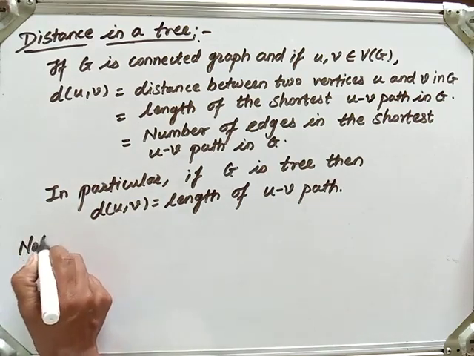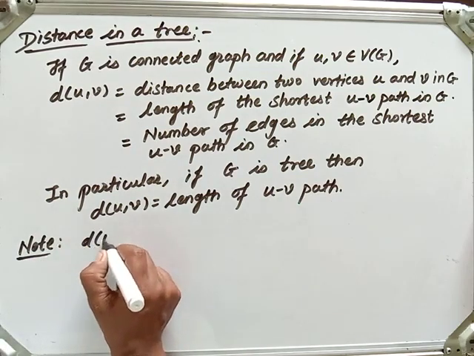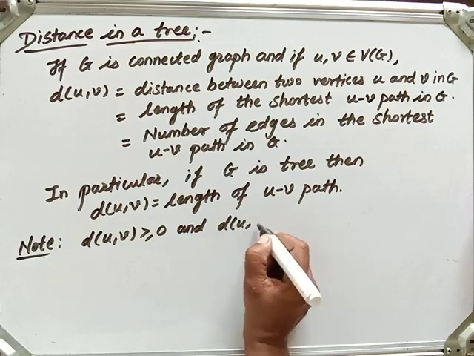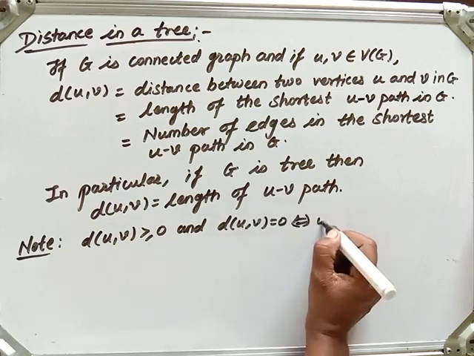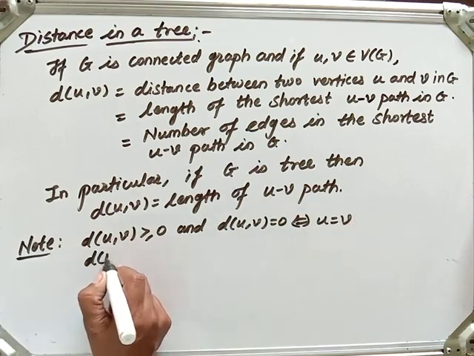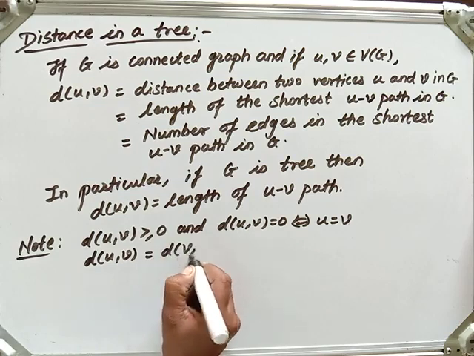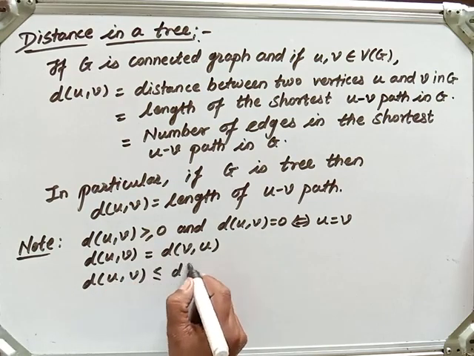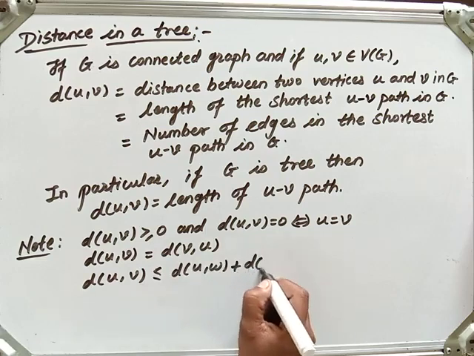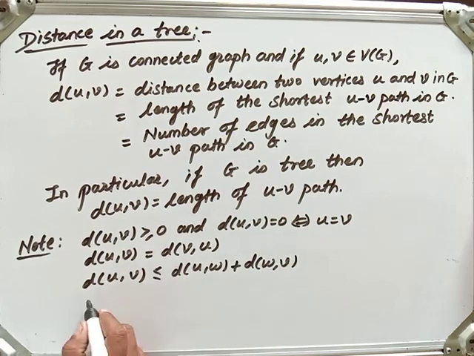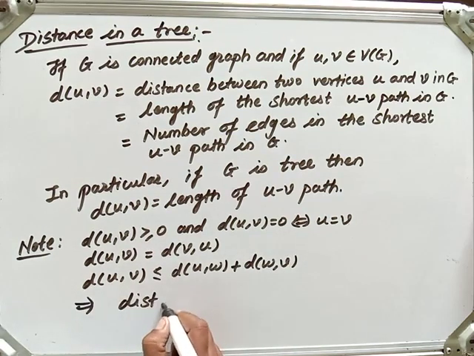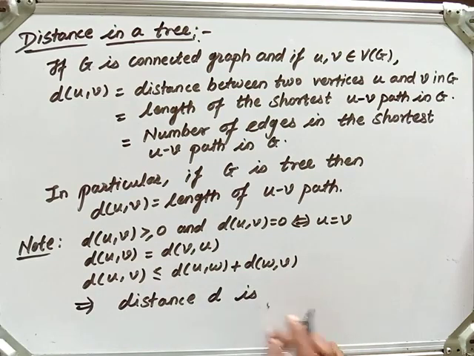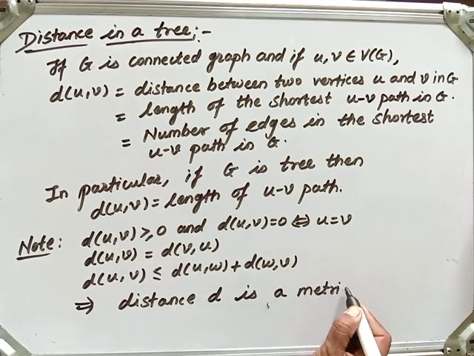Now you should note one thing: this distance is always positive, and if the distance is 0, then this is nothing but U equal to V. The distance between U and V is the same as the distance between V and U. The distance between U and V is less than or equal to the distance between U and W plus the distance between W and V. So this gives that distance d is a metric, as it has all the properties of a metric.